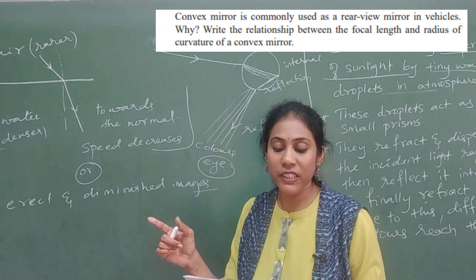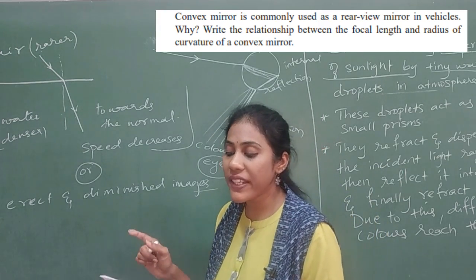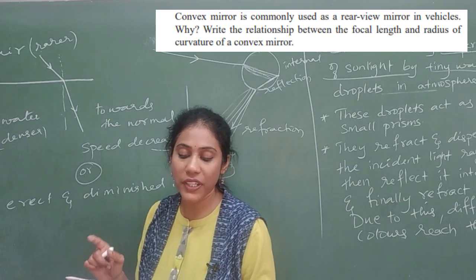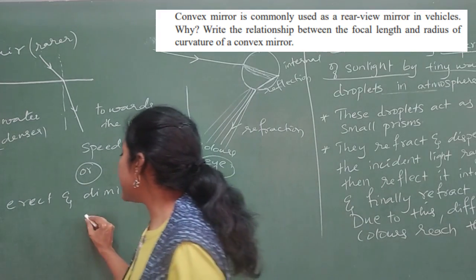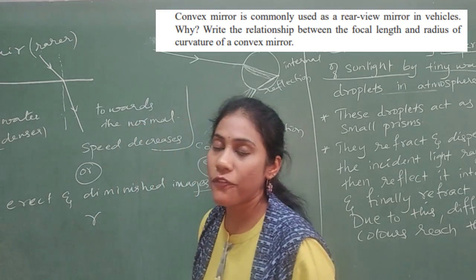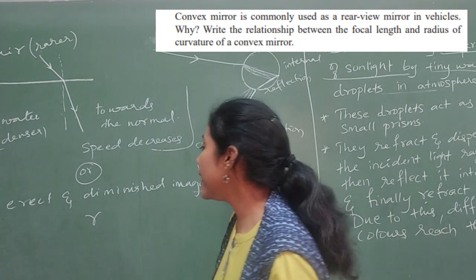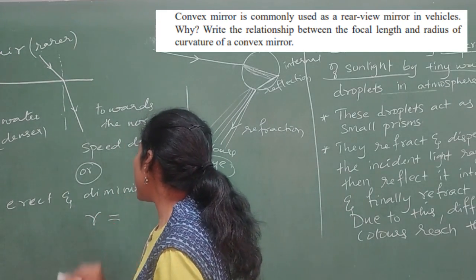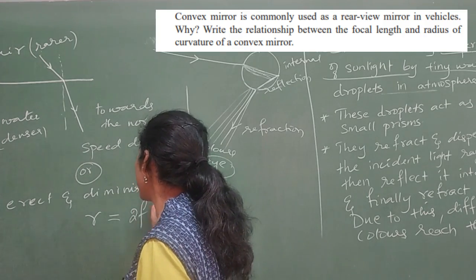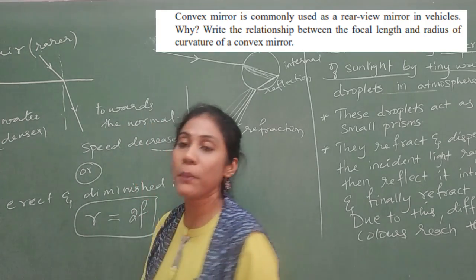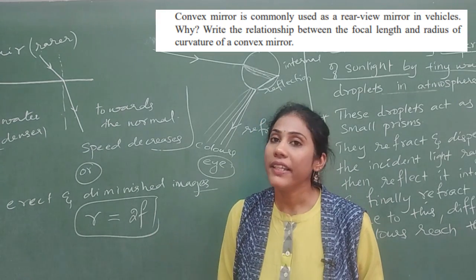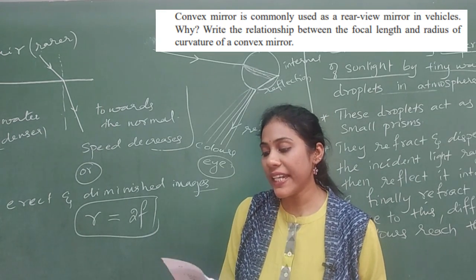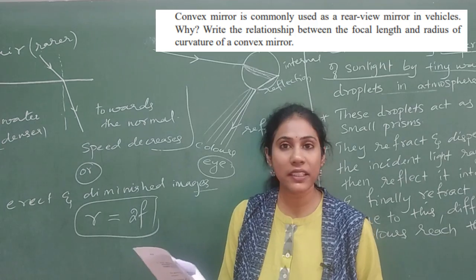And there is one more question. Write the relationship between the focal length and radius of curvature of a convex mirror. Very simple. If you consider R as the radius of curvature and F as the focal length, then the radius of curvature R is equal to 2F. This is quite a simple formula that you had learned, right? So this is all about the 8th question. With this we are done with the 2 marker questions.